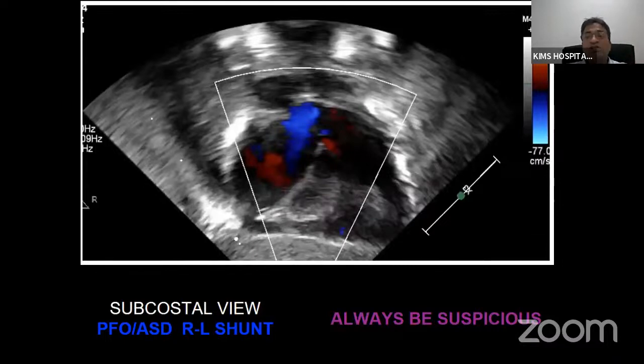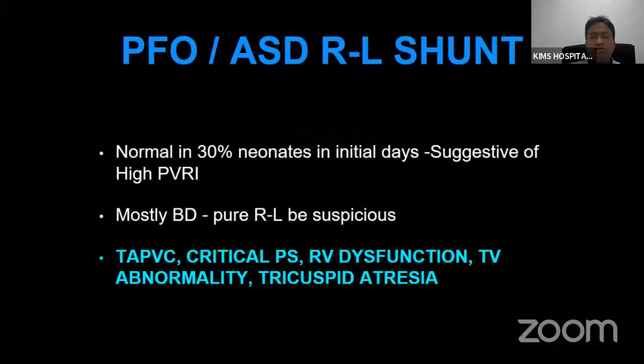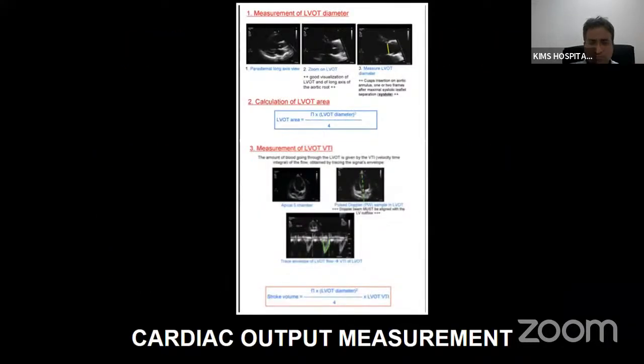Second thing, when you are seeing the shunt, again you can see your probe is down, your triangle is coming from the 6 o'clock position. So that means the PFO is shunting right to left. That is always abnormal. Okay, this can be seen normally sometimes, intermittently for 1-2 days, with such a high PVR. In that case you can give NO and you can give sildenafil. But if it is consistent beyond that, they would think of obstruction like critical PS or TAPVC, RV dysfunction, tricuspid atresia.